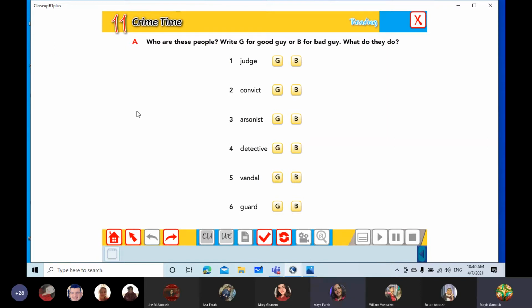Maya, number 4. Yes, teacher. Detective, the investigator, he is a good guy. Okay, good guy, but I want the definition. The one who, what? What does he do? He solves cases. Yes, he can solve cases and he can investigate in order to give us the details regarding the crime that the convict committed.